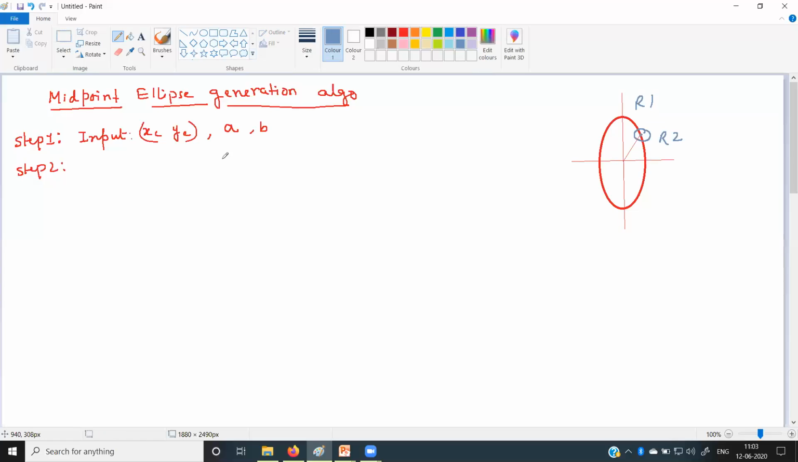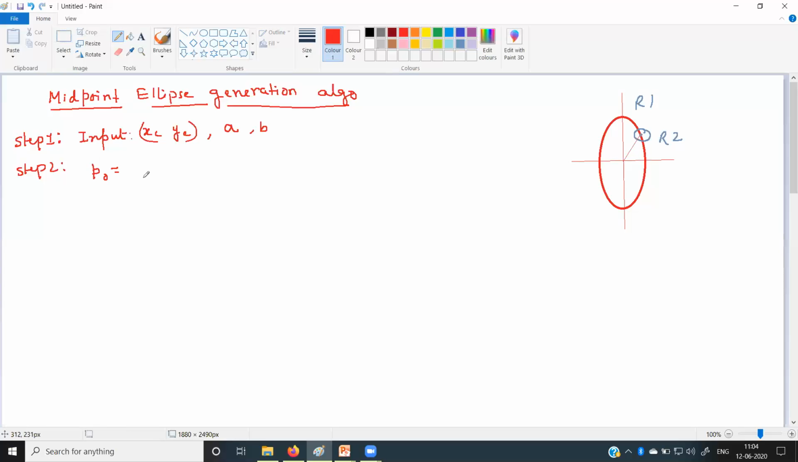Fine. So from step 2 onwards, we will first compute the points on region 1, and then we will write down how to find the points for region 2. Now in step 2, what we have to do? We have to compute the initial decision parameter, which is called P0.